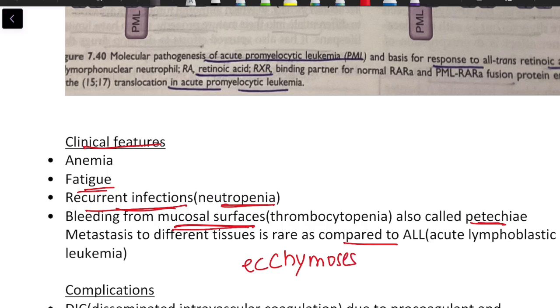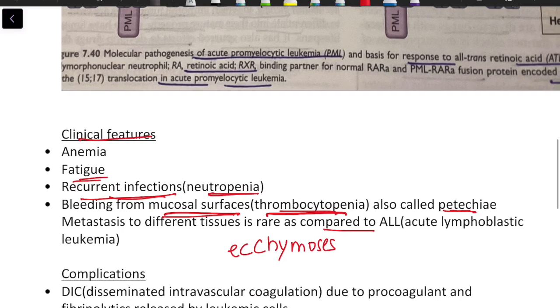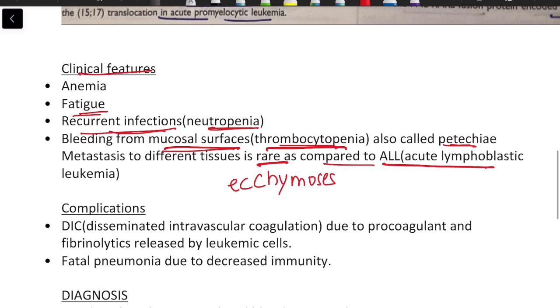Ecchymosis can also be seen. Ecchymoses are the bruised areas on the skin which occur due to thrombocytopenia, and that is also very common here. And metastasis to different tissues is rare as compared to acute lymphoblastic leukemia.